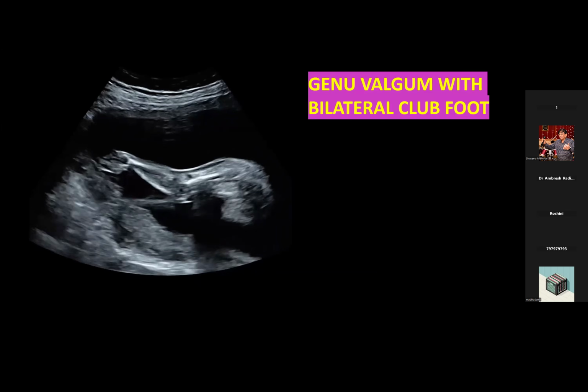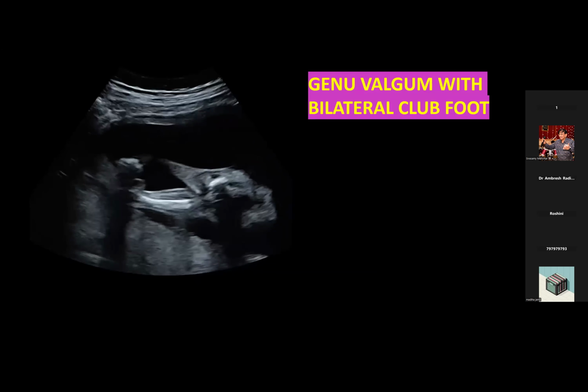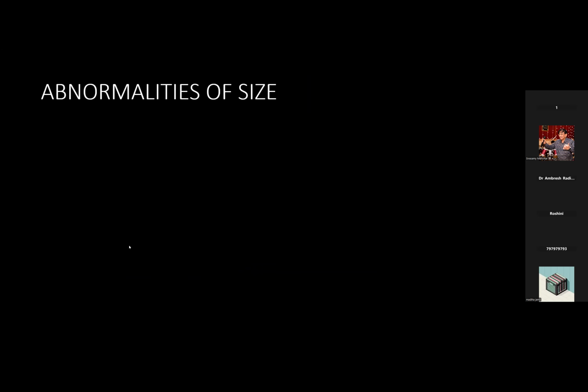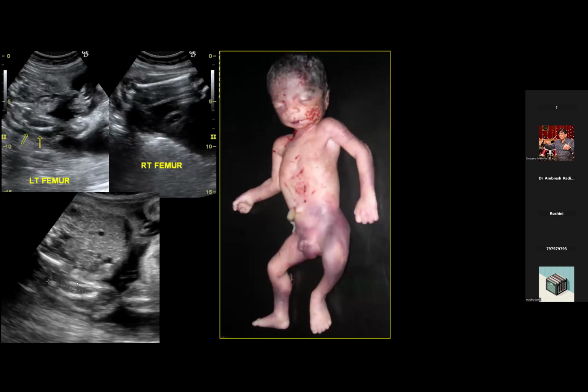I could not find any literature showing prenatal diagnosis of genu valgum. So this is a very rare case. And moving on to the abnormalities of size. The first abnormality is proximal focal femoral deficiency with unilateral involvement of left femur.